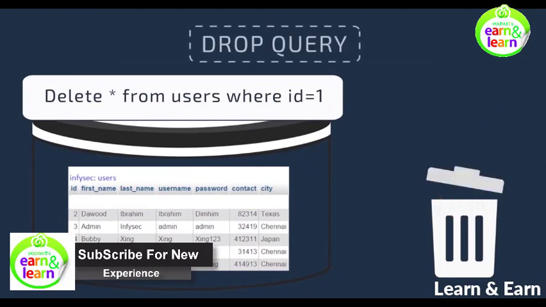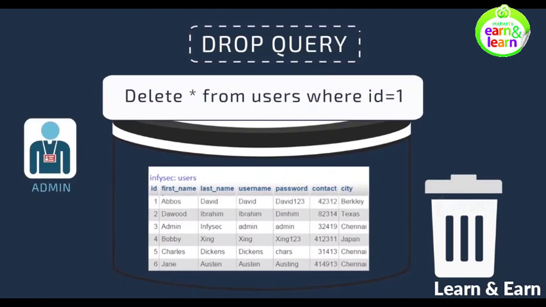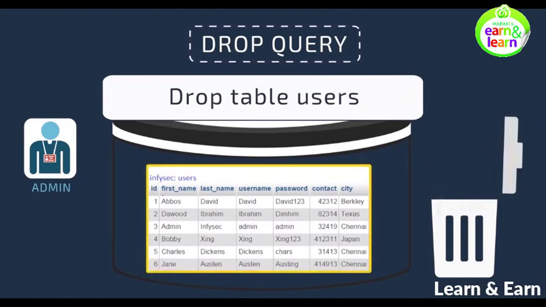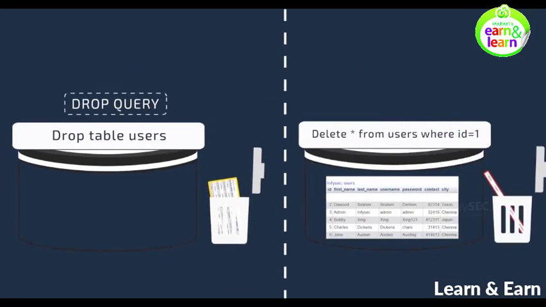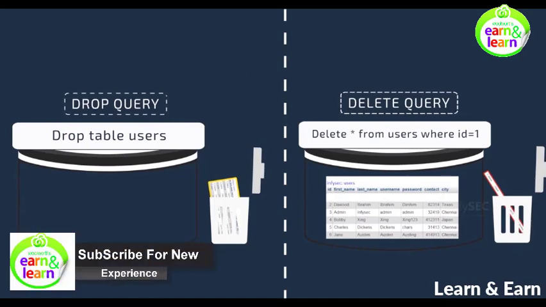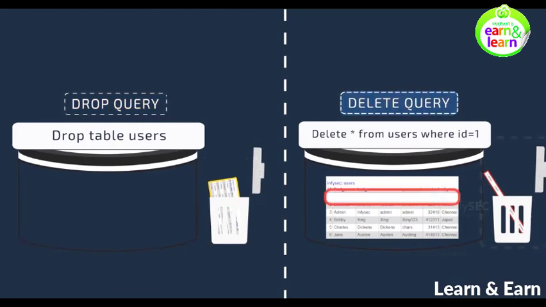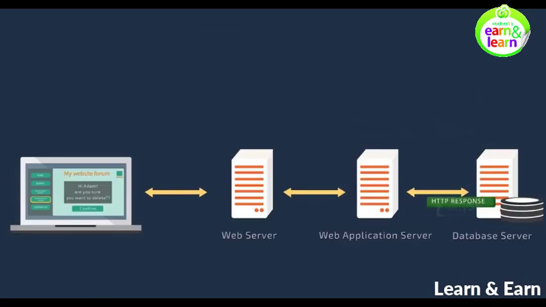The next is the drop query. This action is allowed only for users with high privileges, and the query formed is of this form, which deletes the entire structure of the table users, along with the records in the table. Drop query and delete query do the same job of deletion. The only difference between them is that drop query deletes the entire table, while delete query deletes only the records in a table. This is how a delete and drop query work. The result of this query is now forwarded to the web app server, which sends it to the web server that delivers it to the client.